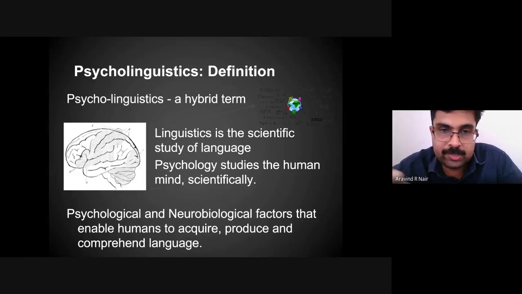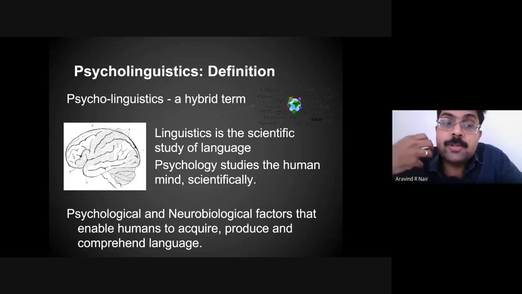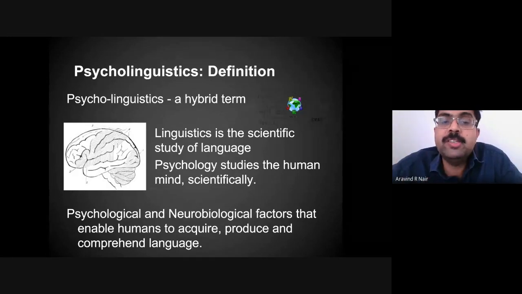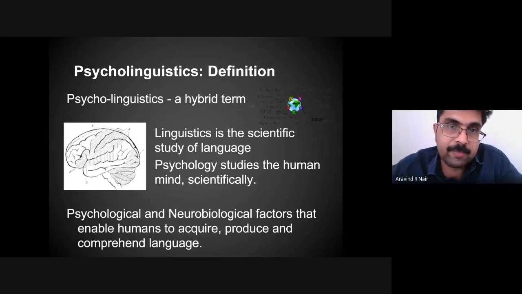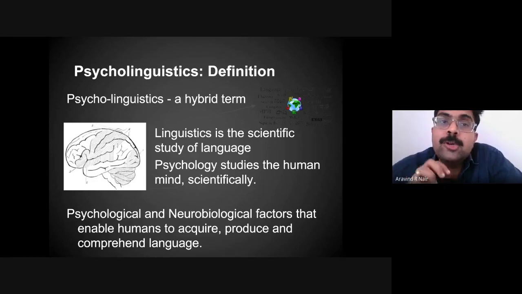So when we put these two things together, we can easily arrive at the definition for psycholinguistics, which is a scientific study of the psychological and neurobiological factors that enable humans to acquire, produce, and comprehend language. So this last sentence, which is given in this slide, can be a starting definition for psycholinguistics. It is a scientific study of the psychological and neurobiological factors that enable humans to acquire, produce, and comprehend language. So these three things are the key focus areas of psycholinguistics. How do human beings acquire speech? How do human beings produce speech? And how do they comprehend language? Right.